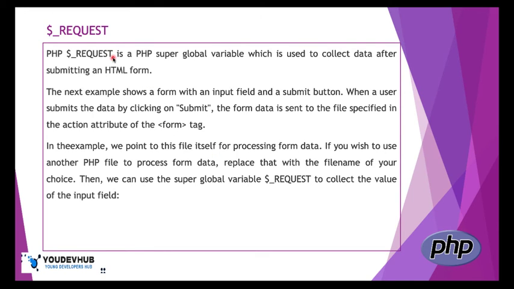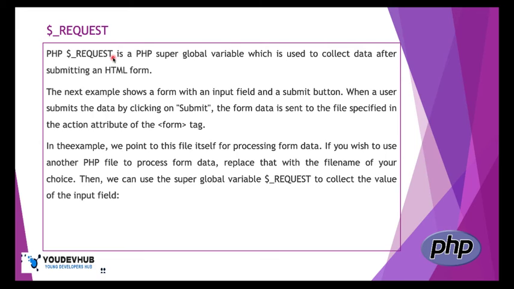Now we have the request super global. The PHP request is a PHP super global variable which is used to collect data from submitting an HTML form. The next example will show us a form with an input field and a submit button, and when a user submits, the data is collected by a submit and the form data is sent to the file specified in the action attribute of the form tag.